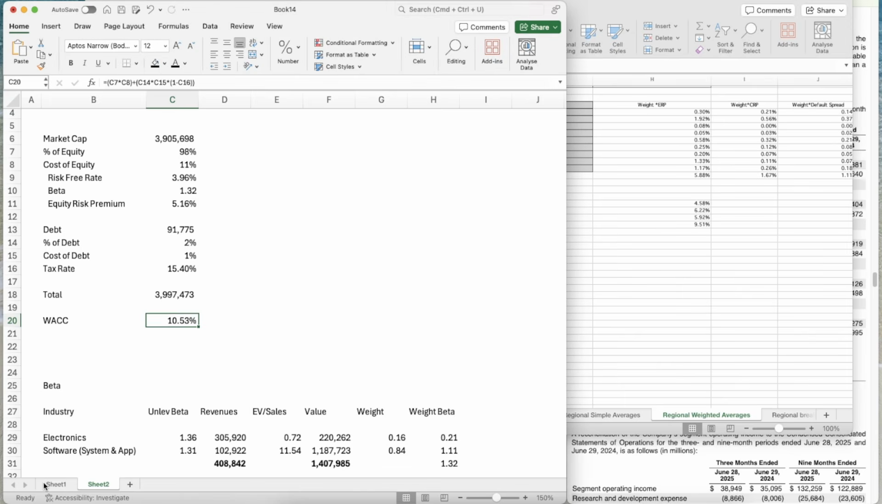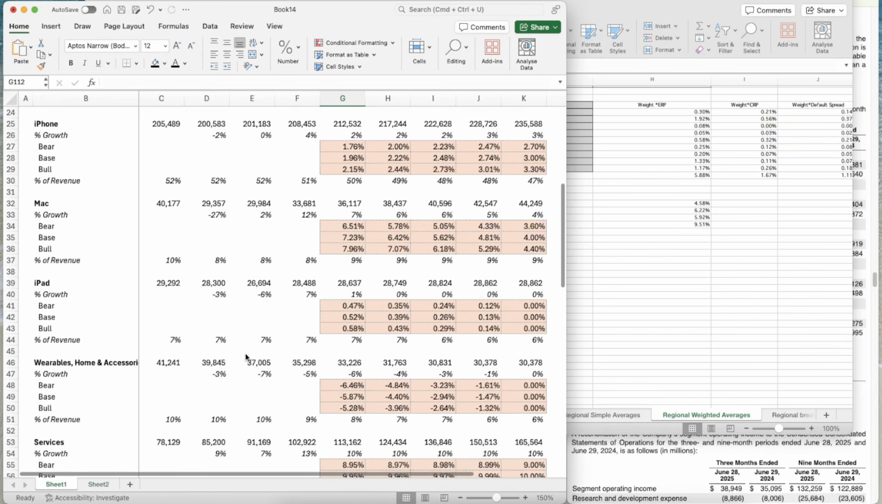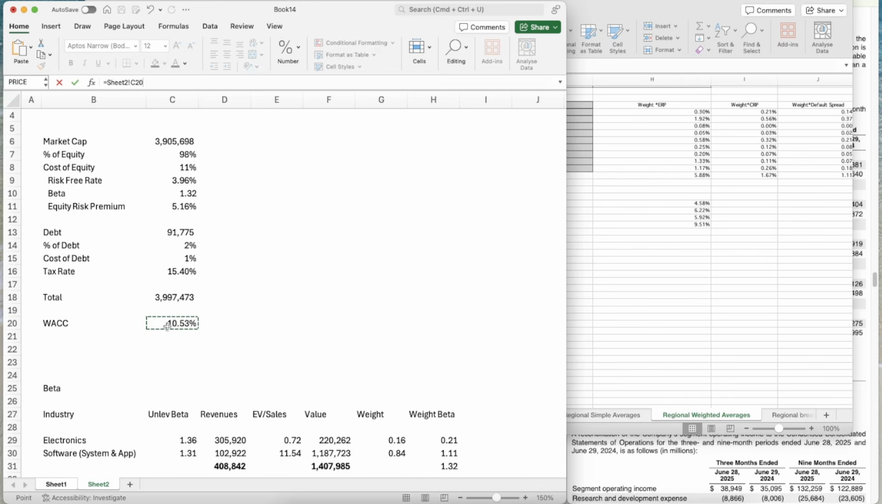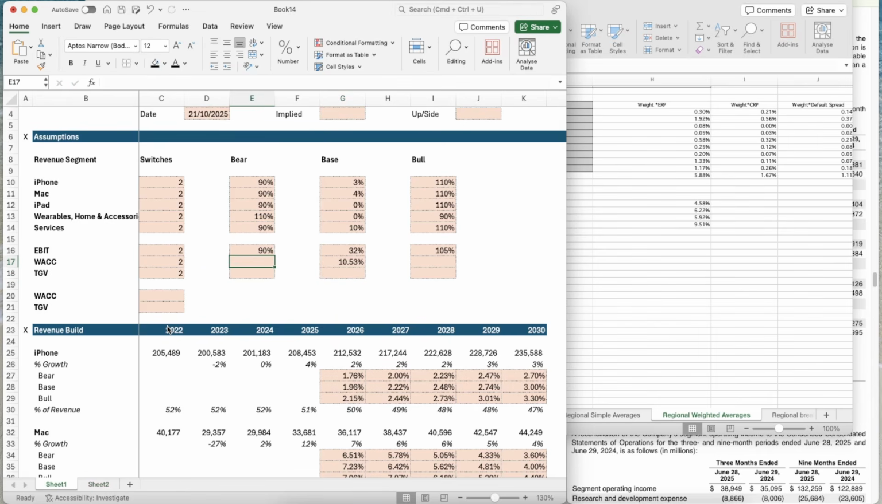So come back onto your other sheet now. Go here, equals the WACC. And your bear case WACC is the 10.53 plus 0.5%.